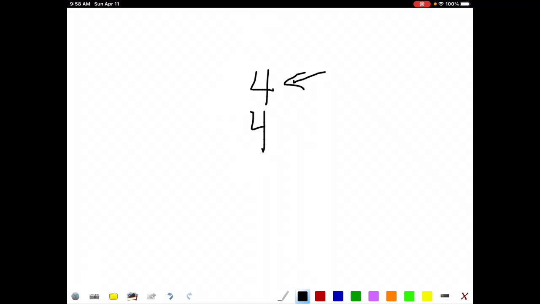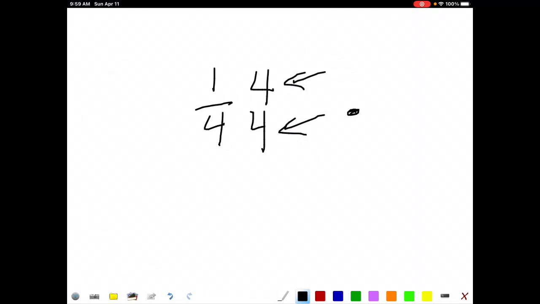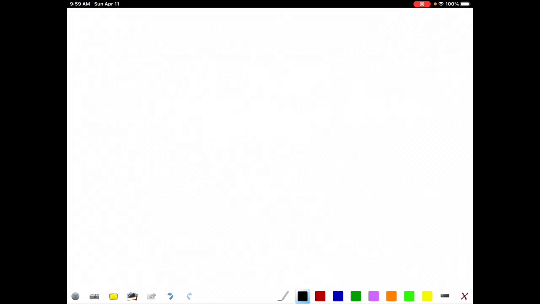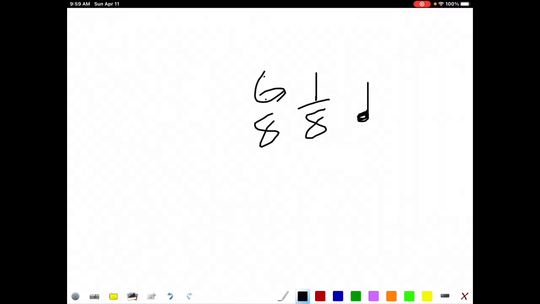So the top number allowed is 4. The bottom number said which note equals 1 count. So if we do that here, we get 1/4, meaning quarter notes equal 1. That's what we're used to. So if we apply that again and go back to the 6/8, we get 1/8. That means that eighth notes equal 1 count now.